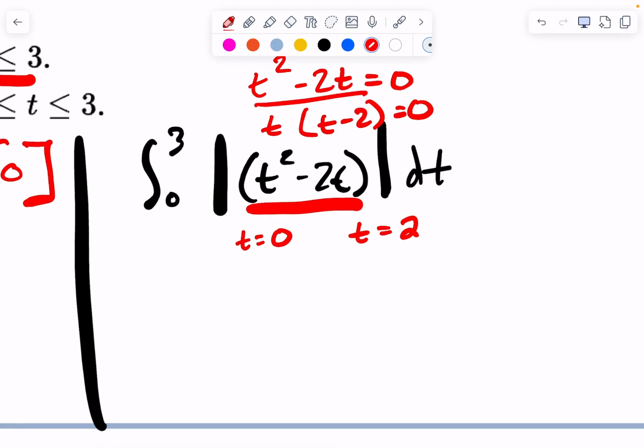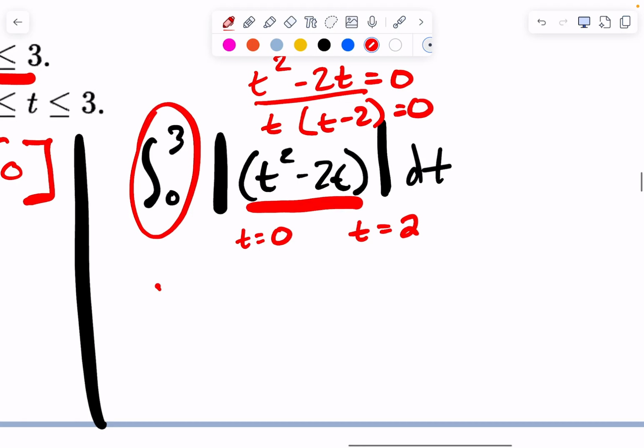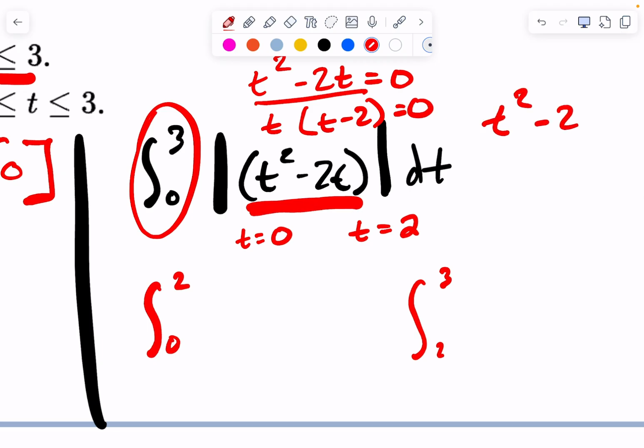So I could potentially have like 3 chunks here, but we're starting at 0 anyway, right? Yeah. Okay, so I need to separate this guy into 2 chunks, going from 0 to 2, and then doing something else from 2 to 3. Yeah? Okay, now I've got to figure out which one of these do I do t squared minus 2t, and which one of these do I do negative t squared plus 2t. The one we altered. Would that be the one we use the negative?